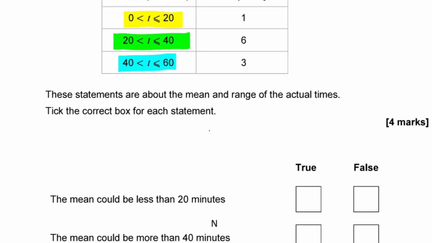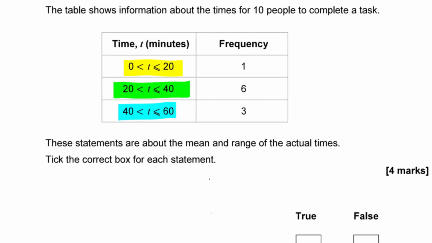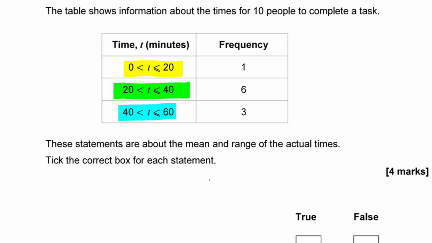So the mean could be less than 20 minutes. Now, is that possible given the data that we've got in the table? Now, with grouped frequency tables, you do lose a little bit of accuracy because we don't know for sure what value that one person who completed the task in between 0 and 20 minutes took. I mean, it could have taken them 1 minute or it could have taken them 20 minutes.